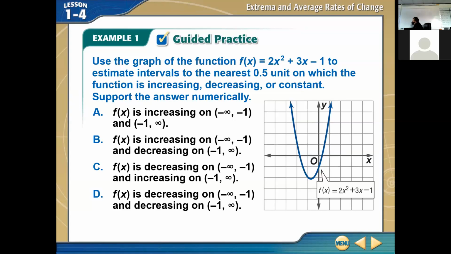So here we have a graph, 2x squared plus 3x minus 1. We want to estimate intervals to a 0.5 unit on which the function is increasing, decreasing, or constant. So again, we want to look from left to right. As we start here and move farther to the right, it looks like it stops decreasing right about negative 1, and then it begins to increase. So it looks like our answer should be B. No, not B, C. f of x is decreasing on negative infinity to negative 1 and increasing on negative 1 to positive infinity.